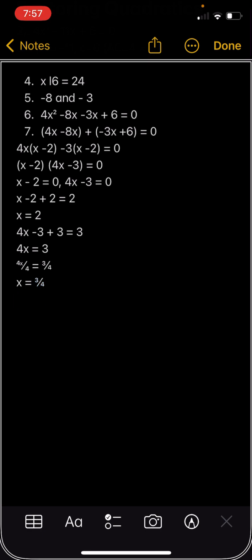So our two solutions will be x equals 2, x equals 3/4. That's that for that one there.